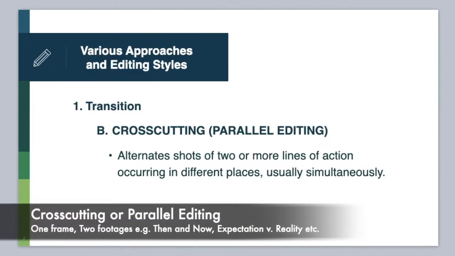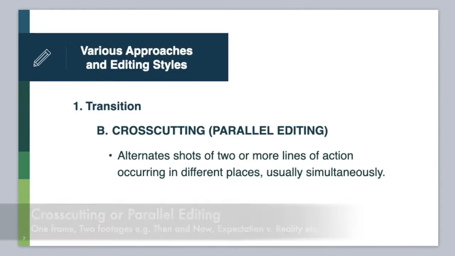When we say cross-cutting or parallel editing, if you are familiar with 500 Days of Summer, they actually utilize this particular transition. You have there the expectation and reality. So this is the shots of 2 or more lines of action occurring in different places, usually simultaneously. So you have here one particular frame, but you have the parallel editing of the then and now, or expectations versus reality. Same with the 500 Days of Summer, if you are familiar with the film.